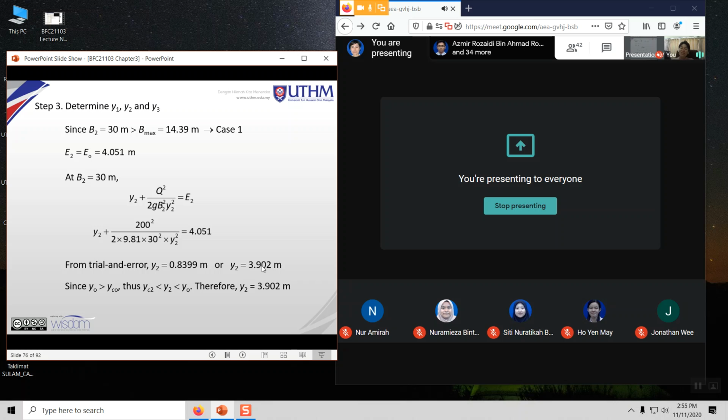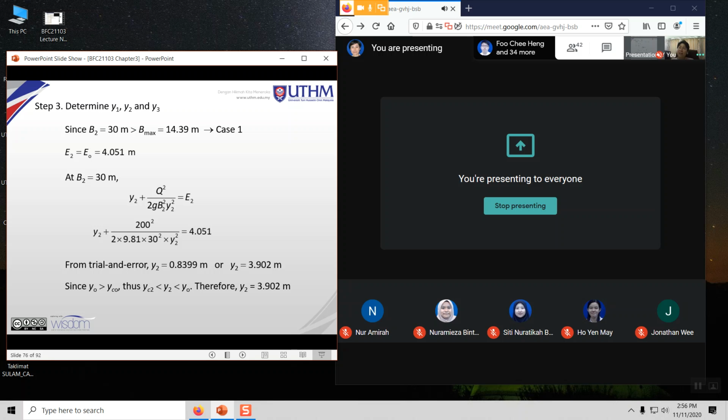Now there are two answers. Your answer of 0.8399 is a supercritical state. Your Y2 equals 3.902 meter is a subcritical state. Which one should be your answer? Your answer should be in the subcritical state. Remember, the initial condition is subcritical. Therefore, for case 1, your answer should also be the same condition, which is subcritical.